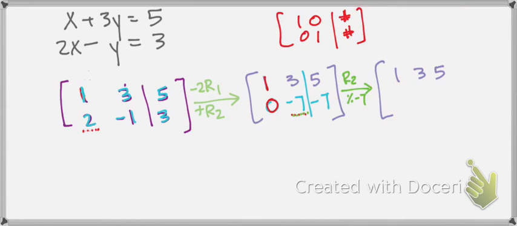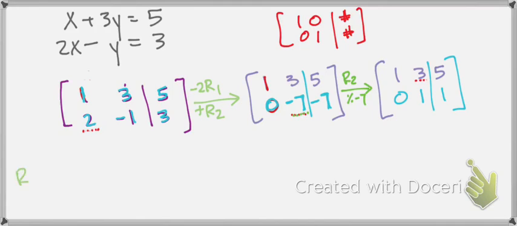My row 2, though, 0 divided by -7 is 0. -7 divided by -7 is 1. And this is a 1 as well. So now we're almost there. We need to change this to a 0. So how can we do that?